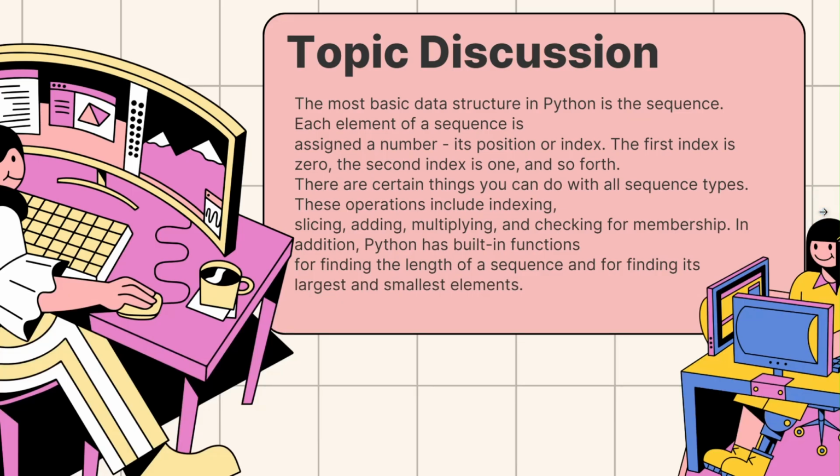Topic discussion. The most basic data structure in Python is the sequence. Each element of a sequence is assigned a number, its position or index. The first index is 0, the second index is 1, and so forth. There are certain things you can do with all sequence types. These operations include indexing, slicing, adding, multiplying, and checking for membership. In addition, Python has built-in functions for finding the length of a sequence and for finding its largest and smallest elements.